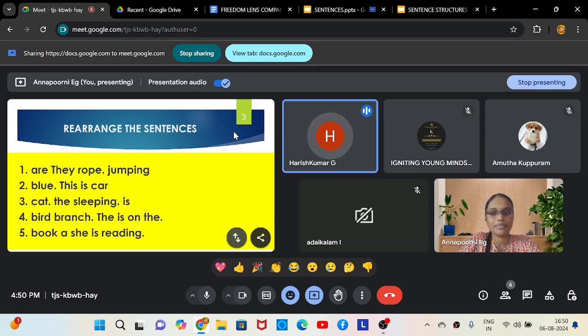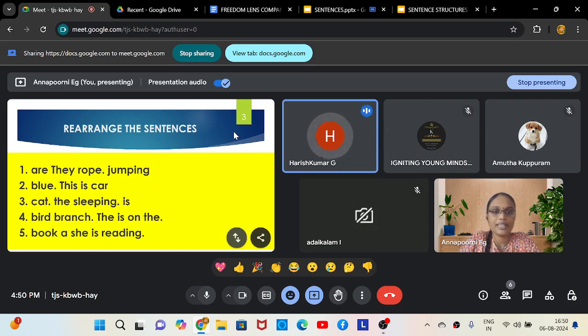They are jumping rope. Very good. Rope is nothing but the skipping rope. Okay, fine. Now you can pass it to your friends so that they can try answering the next questions. Okay. So the next one is, blue, this is car.